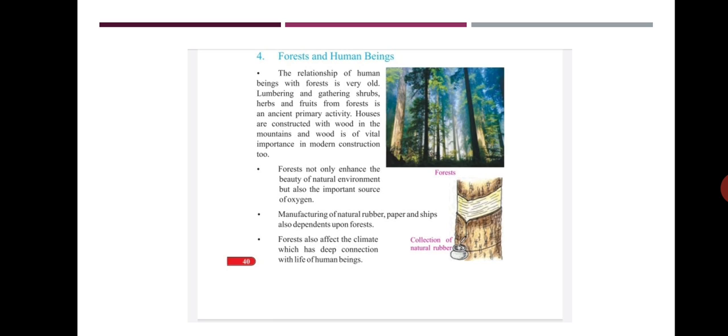The forest is not only a source of beauty of the natural environment, but also a very important source of oxygen. Natural rubber, paper and ships are also because of the forest, and the forest affects the climate, which has a very deep connection with the life of human beings. You can see here in this picture how human beings are collecting rubber from the plants.